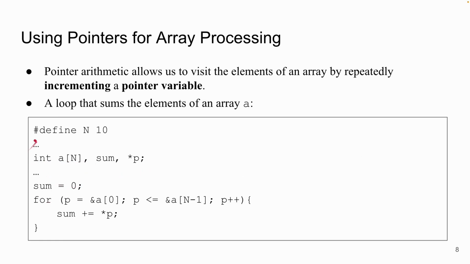What this program wants to do is that we have an array A, and we want to sum all the values of the elements in array A. And instead of indexing one by one in the code, I want to use a pointer variable P to traverse the array, visit each element, get the value inside each element and add it to the variable sum. So we can write a for loop like this.